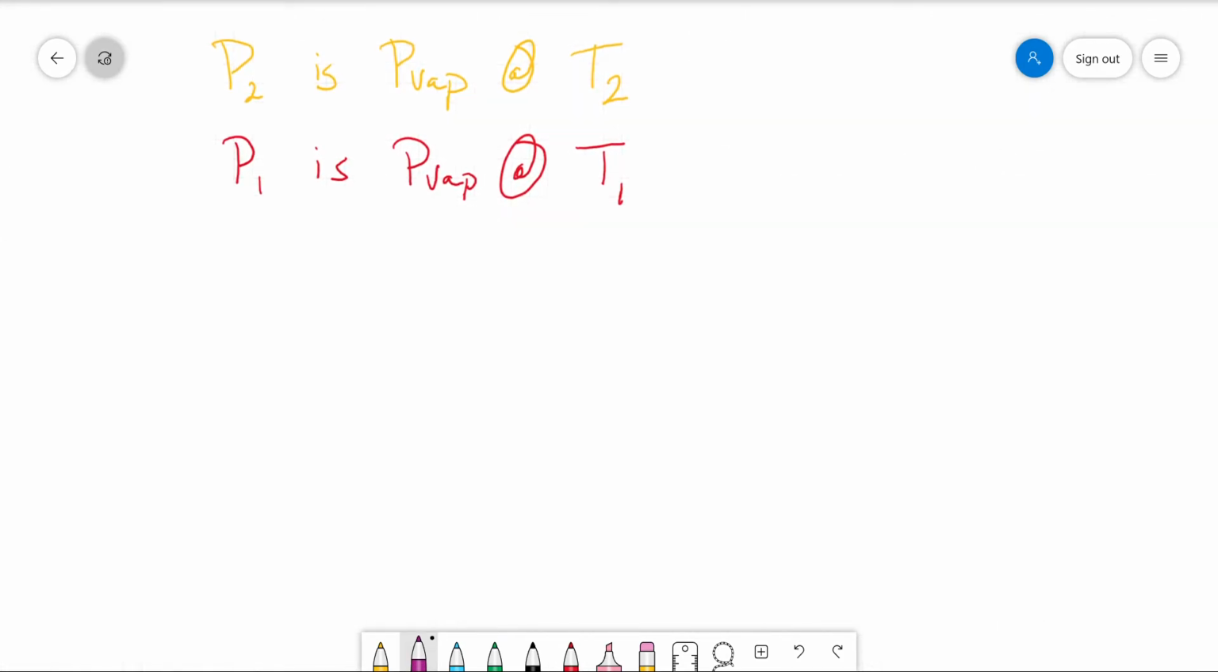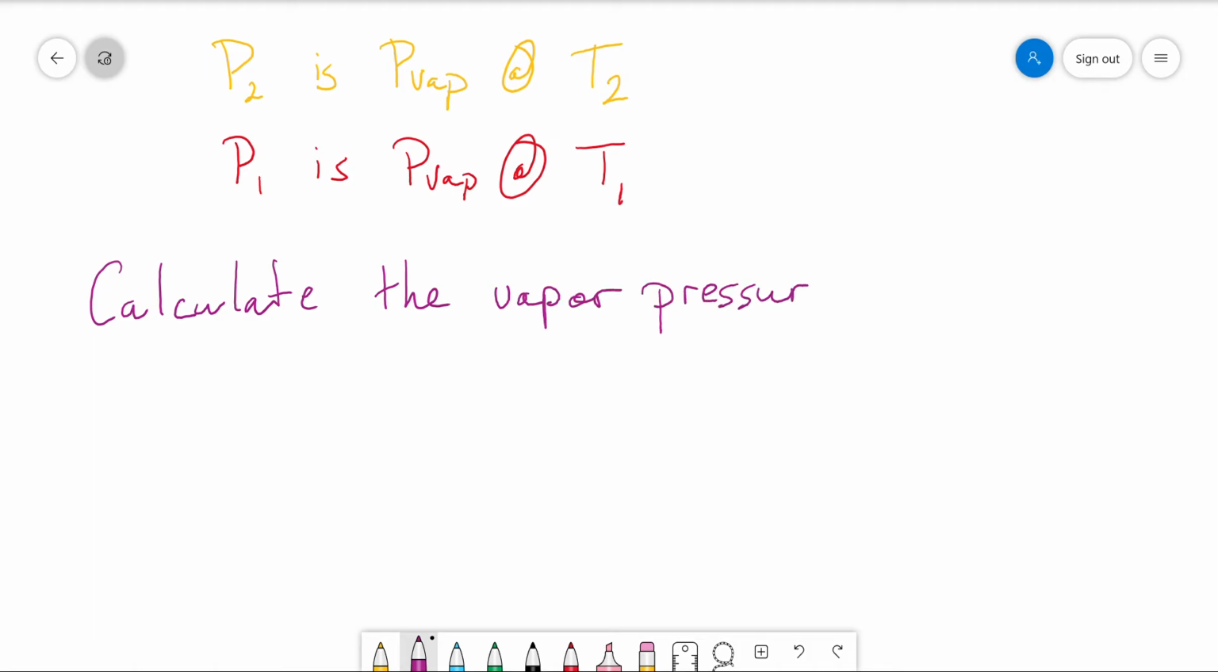So here is our example. Calculate the vapor pressure of water at 37 degrees Celsius. Okay, so calculate vapor pressure of water at 37 degrees Celsius. This can be for any liquid. It just so happens that water is obviously really common, so I tend to pick water. It just makes things a little bit easier.